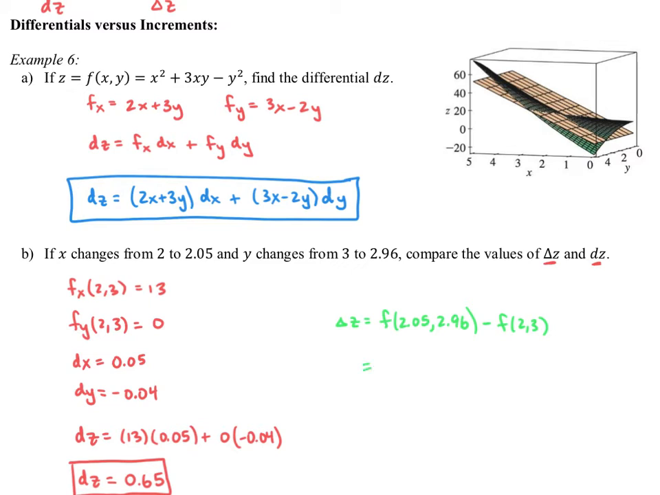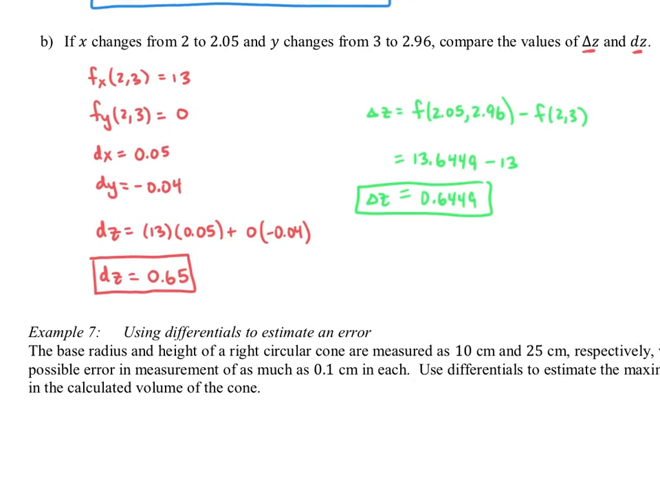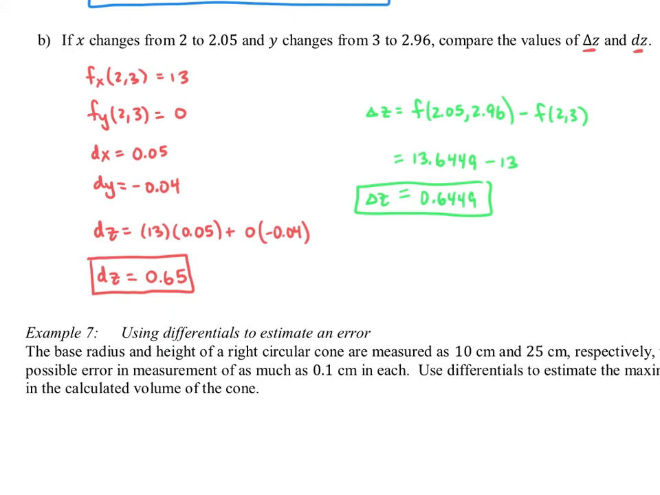And I'm going to do that on my calculator. Okay, so what I get from that is 13.6449, I'm going to round, and then 13 for the original at 2, 3. So this, of course, gives us an increment, or the exact value, of 0.6449. That's going to be pretty close to what we calculated there, which was 0.65. And again, we did our calculation without any kind of calculator. That's one of the main reasons for using differentials and that kind of approximation system.